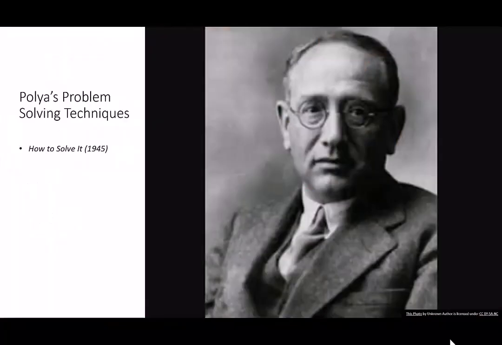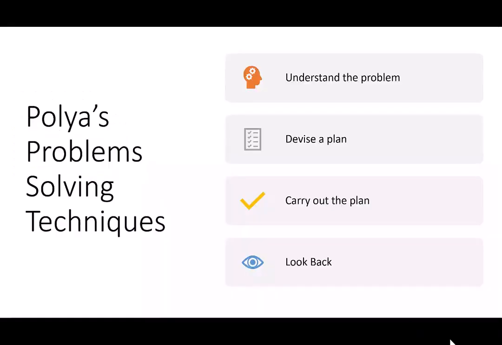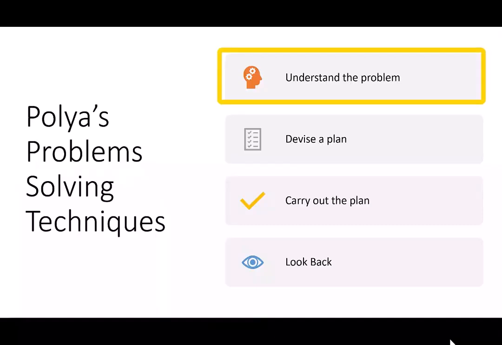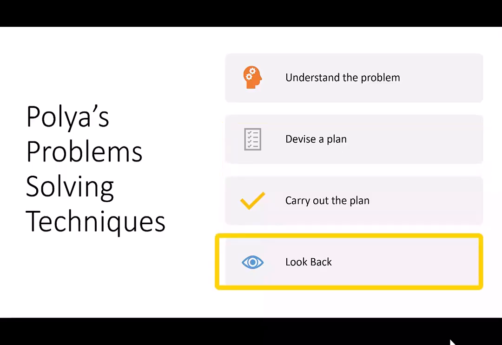We can use Polya's problem-solving techniques found in How to Solve It, 1945, to help us form a strategy to solve these real-world problems. Polya's problem-solving techniques is composed of 4 parts. The first part is to understand the problem, then devise a plan, carry out that plan, and then look back.